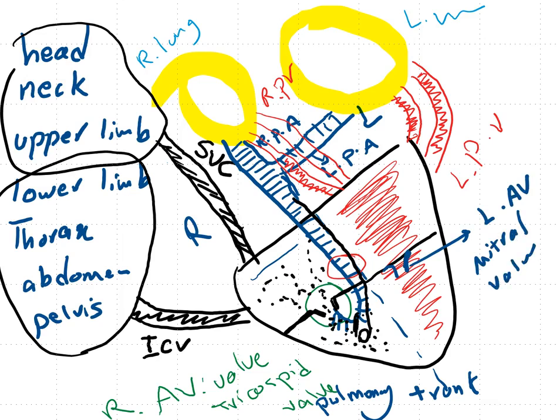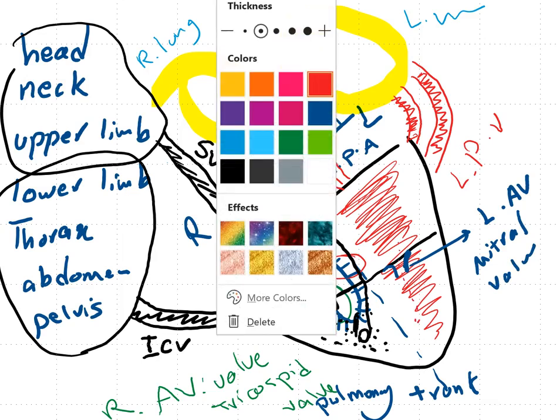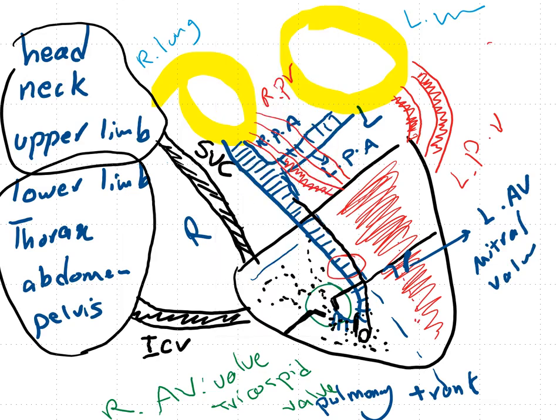Then this oxygenated blood goes to the left ventricle, and then we have a very large and important vessel that goes away from the heart, called the aorta, and it carries oxygenated blood throughout our body.